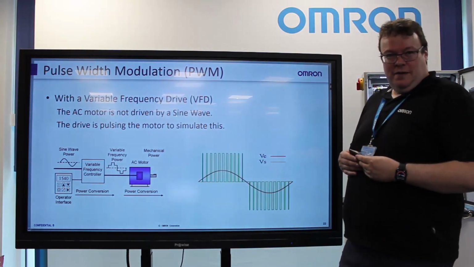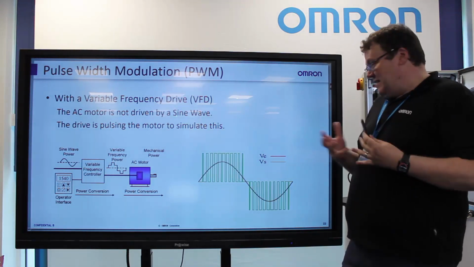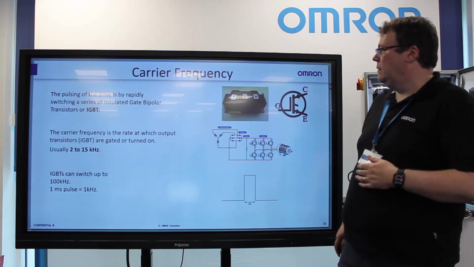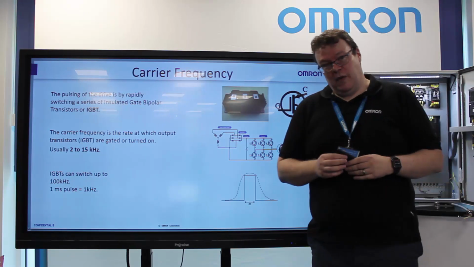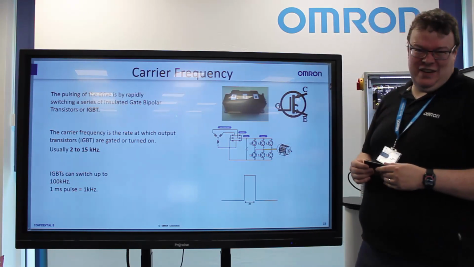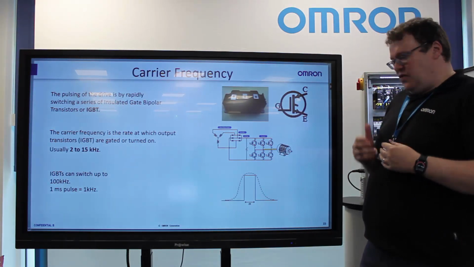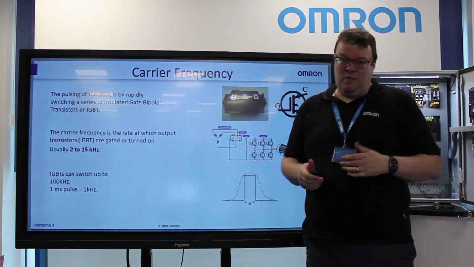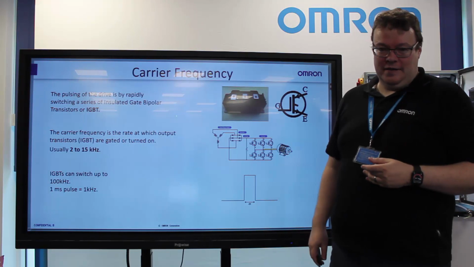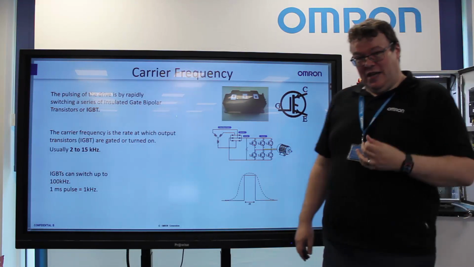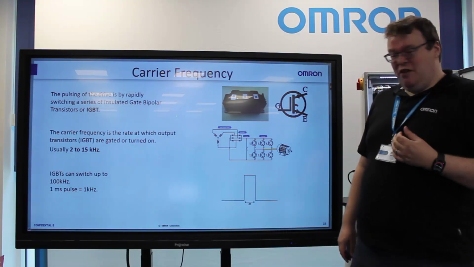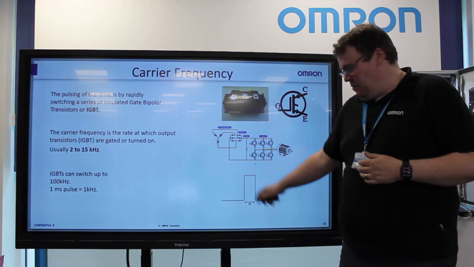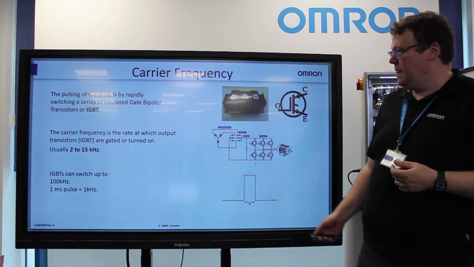Because a squirrel cage motor is just a dumb lump of metal, it sees the average and that's what gives us the AC waveform. It switches on and off very quickly through the use of what we call IGBT transistors. These transistors switch on and off very, very quickly. And in fact, the rate they turn on and off can range between 2 and 15 kilohertz. IGBTs themselves can actually pulse up to 100 kilohertz. And if we imagine a single pulse of 1 millisecond would equal 1 kilohertz.